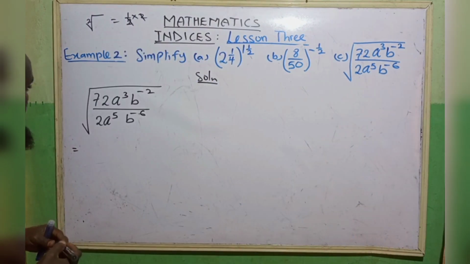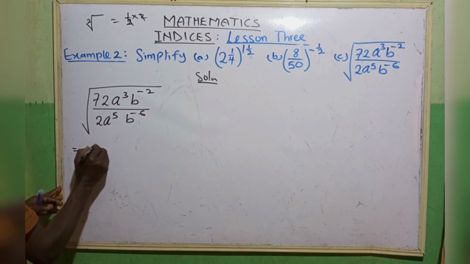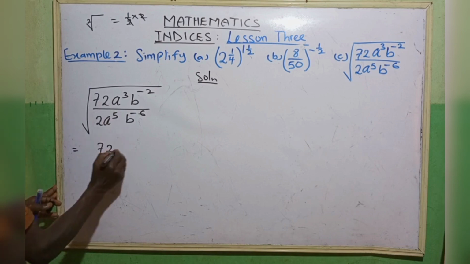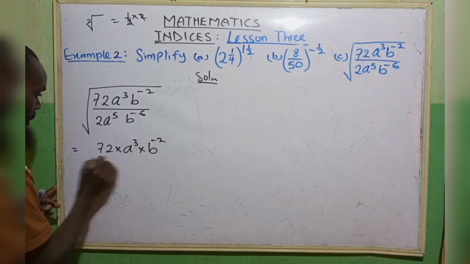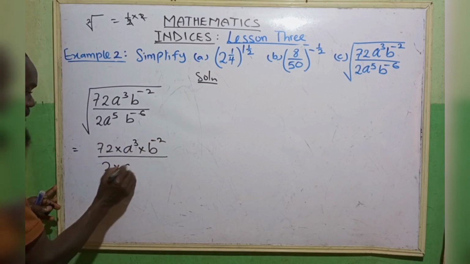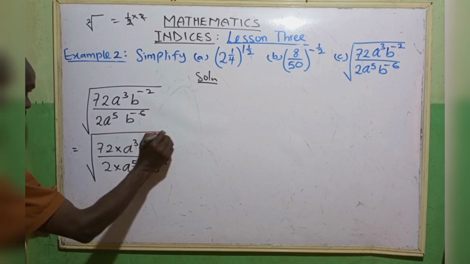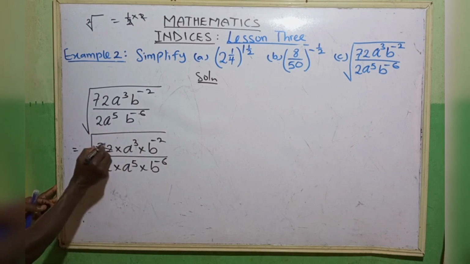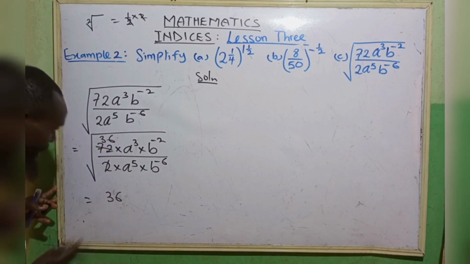The next question, square root of 72 a raised to power 3, b raised to power minus 2, divided by 2 a raised to power 5, b raised to power minus 6. Let me do it this way first. 72, multiplication is joining them together, a raised to power 3, multiplied by b raised to power minus 2, divided by 2 times a raised to power 5 times b raised to power minus 6. Then you put square roots. 2 here, 1, 2 here, 36. So we're going to have 36. This is a, this is a.